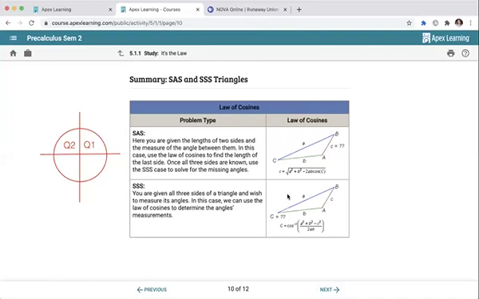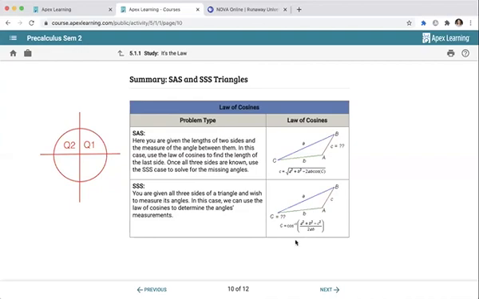Then if we look at a summary of these values here, we've got our side angle side, or SAS triangles, and then we have our side side side triangles, or SSS triangles. In general, for side angle side, you're given the length of two sides and the angle between them, and for side side side, you've got all three sides and no angles. Regardless, for both of them you can use the law of cosine to solve. You're just either going to use the standard form or the alternate form.